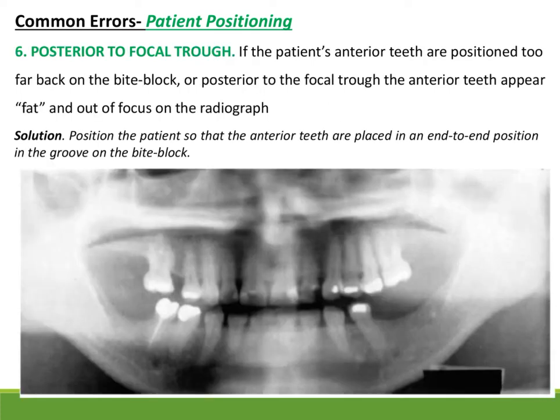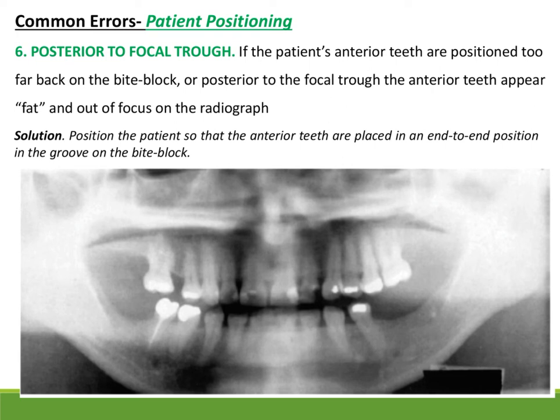The next error that can occur is posterior to the focal trough position. So we know that we have to instruct the patient to bite on the bite block. If the patient doesn't bite on the notch of the bite block, that means if the patient's anterior teeth are positioned too far back on the bite block, or too posterior to the focal trough, then the anterior teeth will appear more stretched or fat and out of the focus of the radiograph.